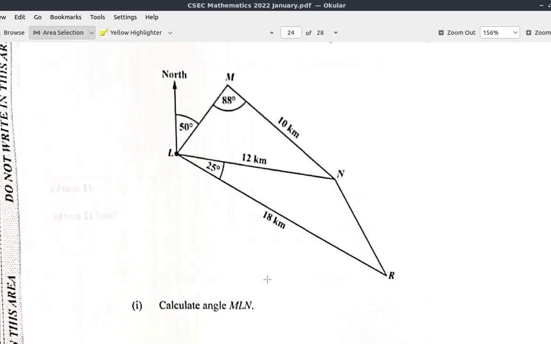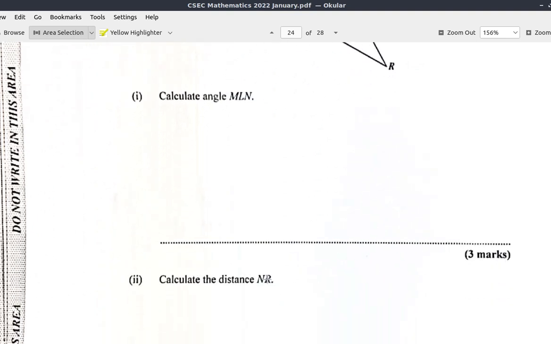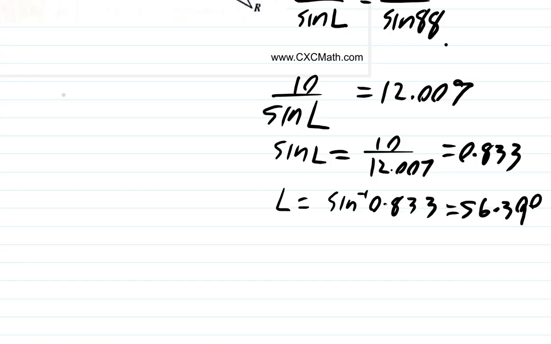So now, they said angle MLN, which we just calculated. What else is there? Calculate the distance NR. The distance NR.